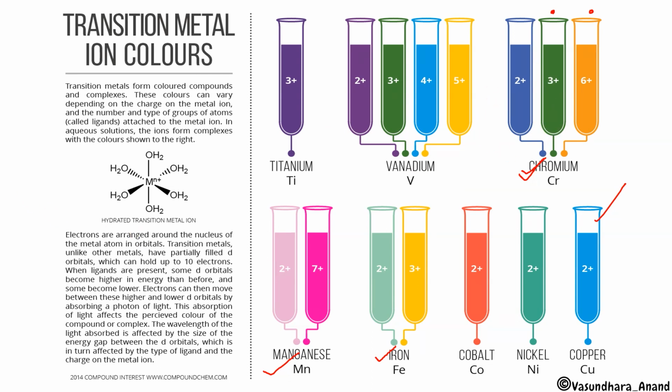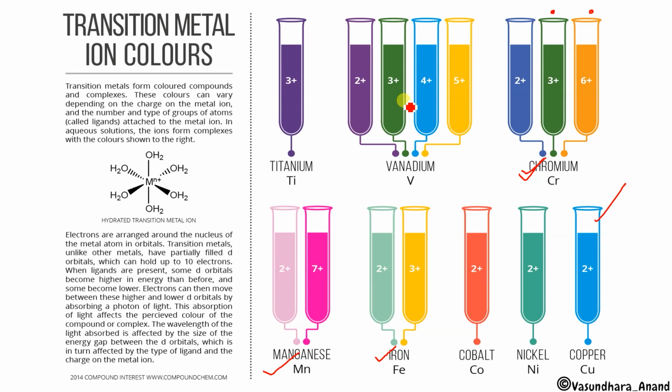Just go through these points: transition metals form colored compounds and complexes. These colors can vary depending on the charge on the metal ion and the number and type of group of atoms, called ligands. Right now I have told you which color appears in the +2 state and which in the +7 state. In aqueous solution, the ions form complexes with the colors shown to the right. These colors they can show in aqueous solution only.